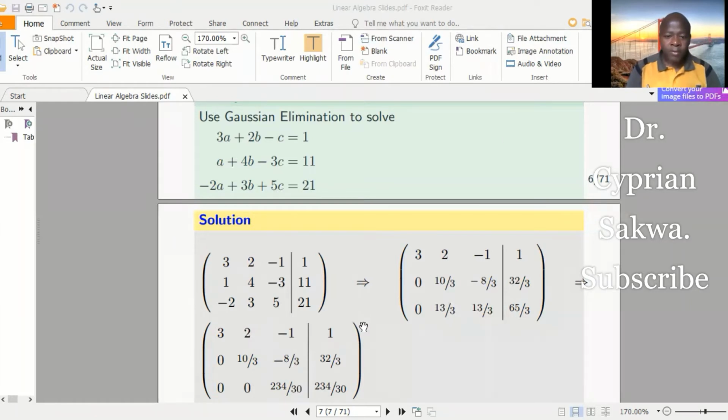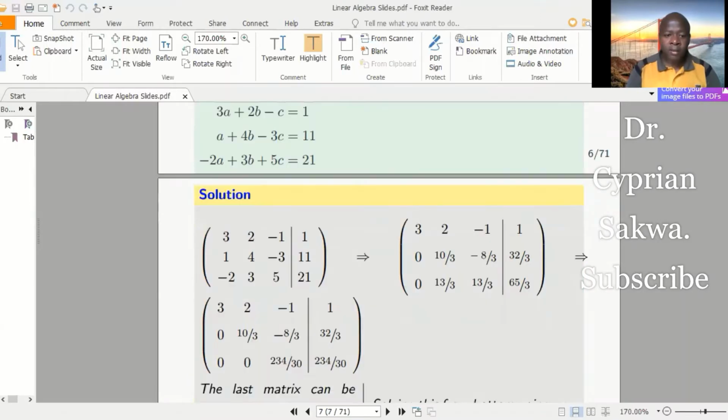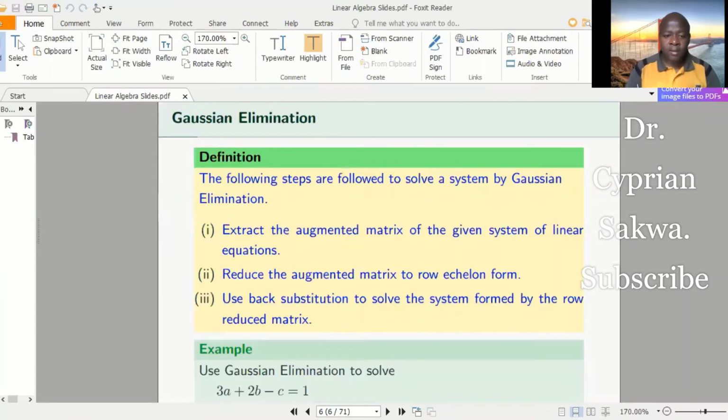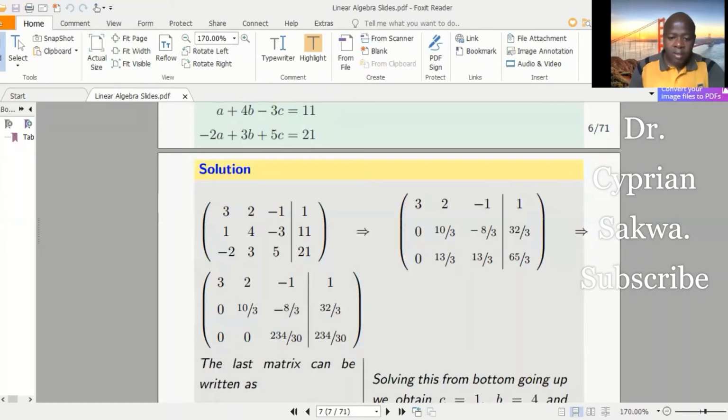But we've seen what we've done, that we want to use this leading one to create zeros below it. Then we shall have another leading one in this position, use it to create a zero below it. And once that is done, the matrix is in echelon form. So we have our matrix in echelon form here. Now we use it to solve the system.